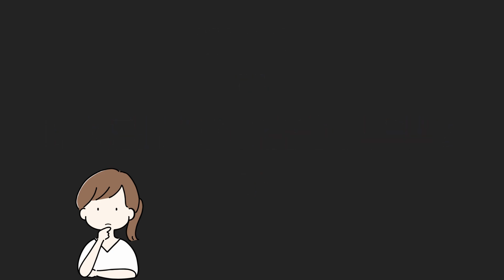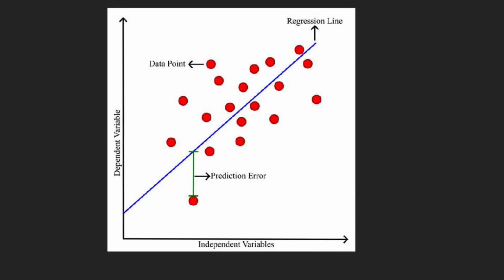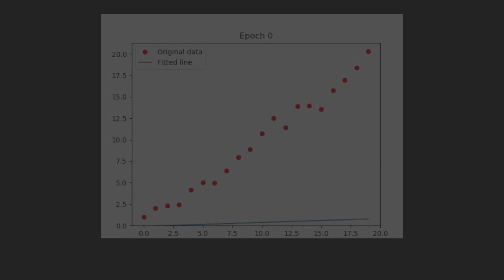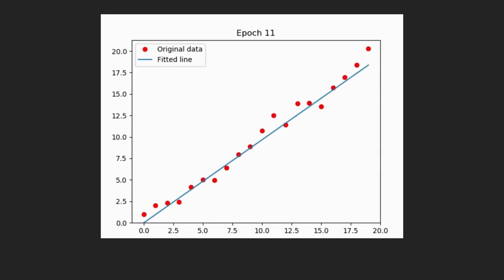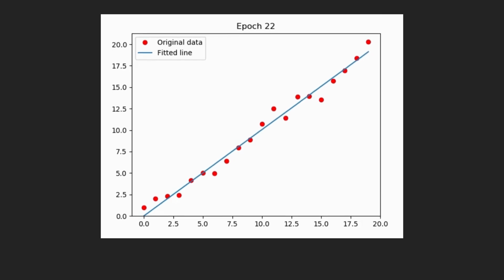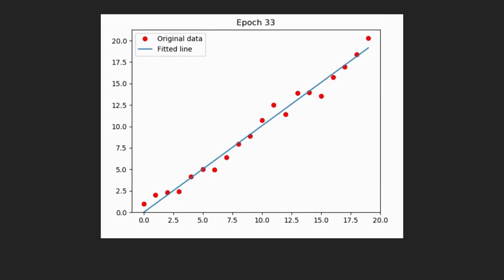In simple terms, linear regression is a statistical model used to model the relationship between two variables by fitting a linear equation to observed data. Imagine you have a bunch of data points and you want to draw a straight line that best represents the trend of those points. That's linear regression.